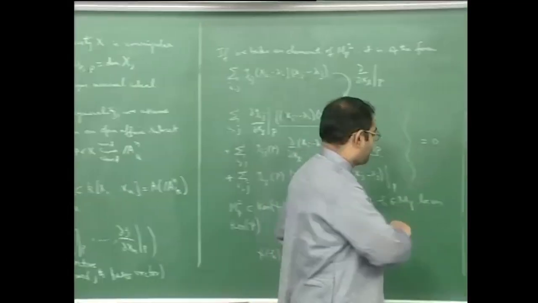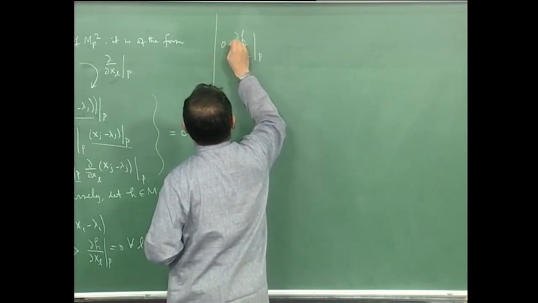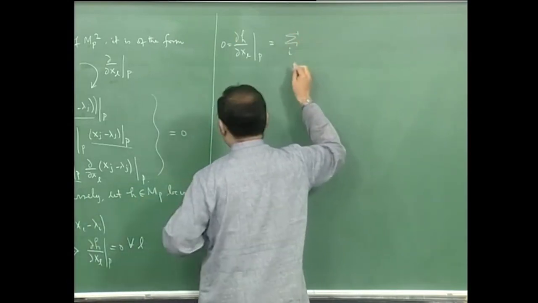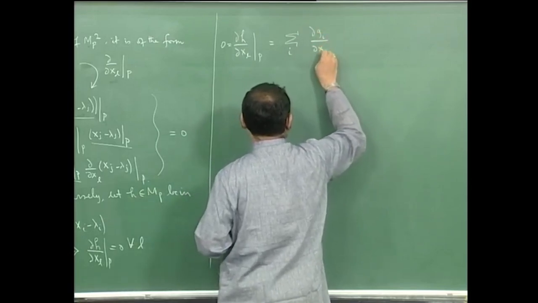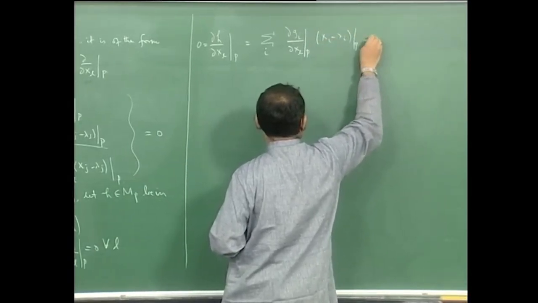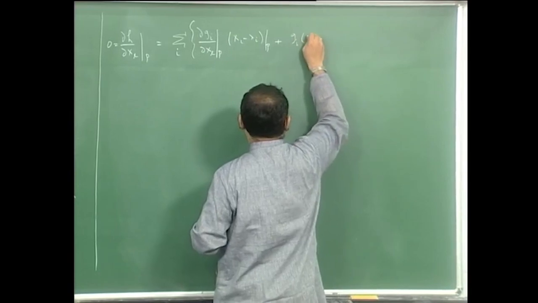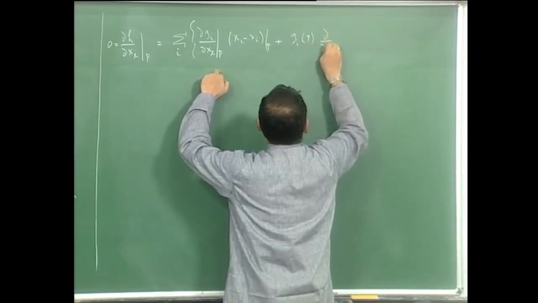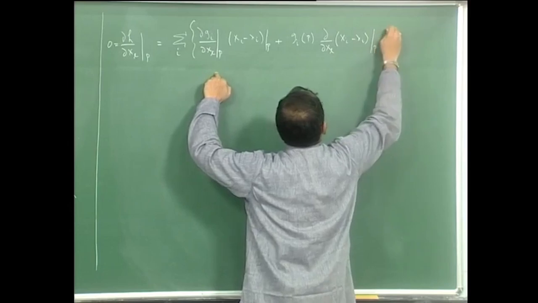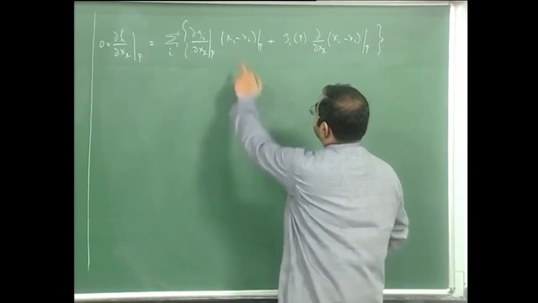Now write that out: dou H by dou XL at P equal to 0 is equal to this. If I differentiate this, I will get sigma over i of dou gi by dou XL at P into xi minus lambda i at P, plus gi at P into dou by dou XL of xi minus lambda i at P. This is what I will get. And what you must understand is that this is 0.